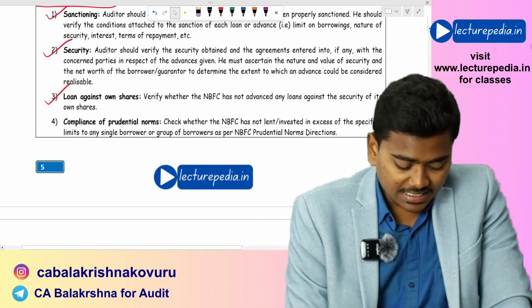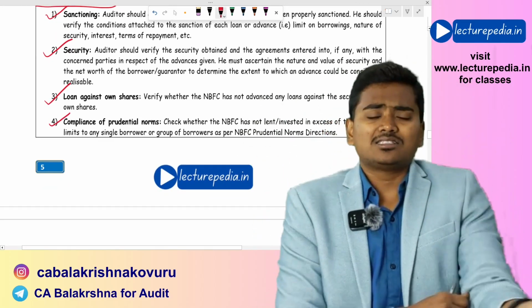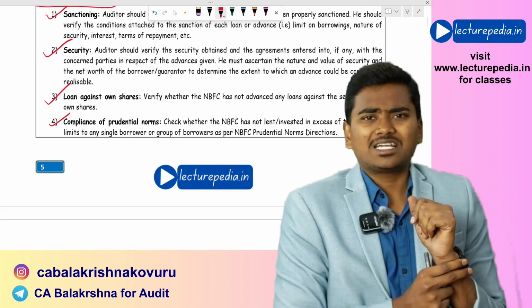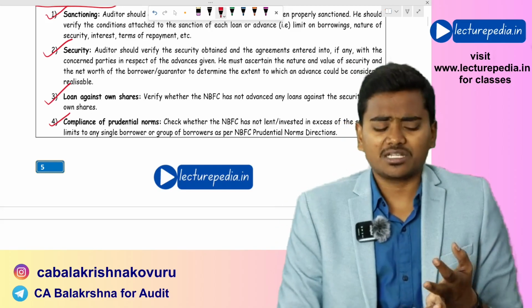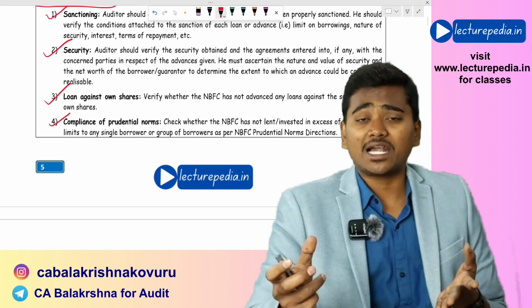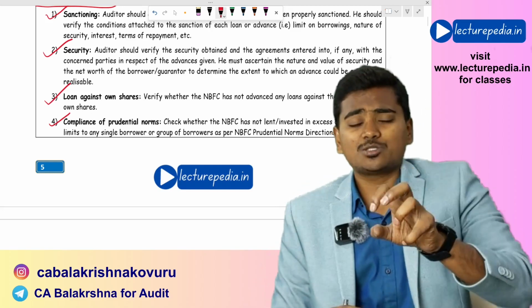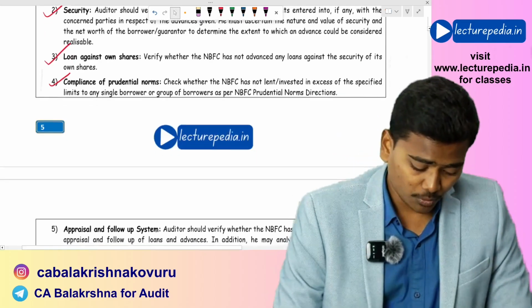Next, the auditor should also check whether the prudential norms have been properly complied with or not. Prudential norms related to asset classification, income recognition, provisioning requirements for bad and doubtful debts. Whether all these prudential norms have been properly followed or not.